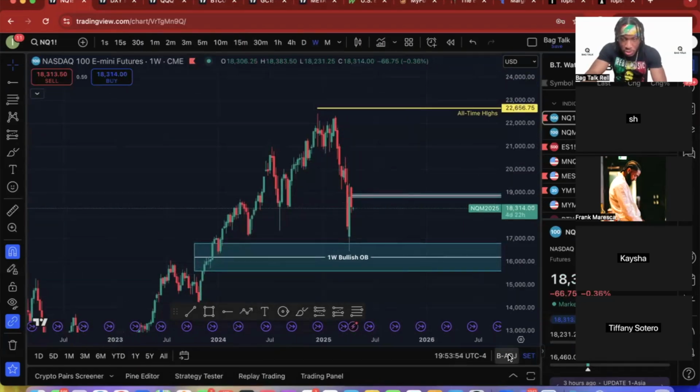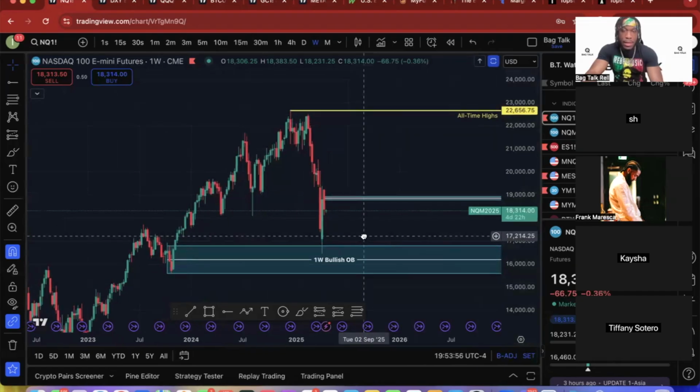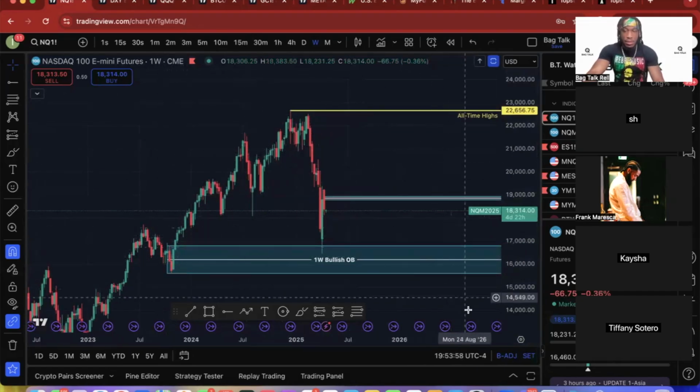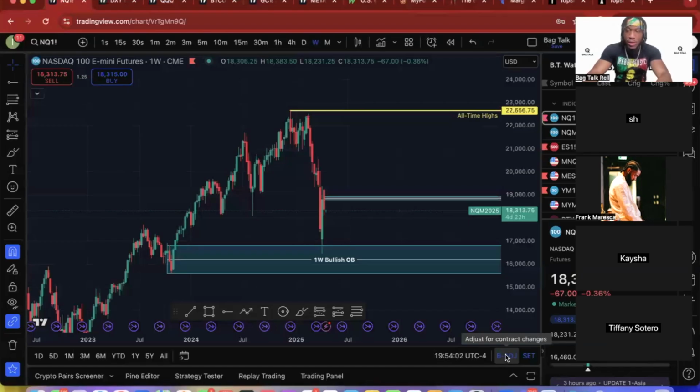That is this. My fault. Hold on. B-adjust is supposed to be on. My bad. B-adjust, there we go. Okay, that's this picture. B-adjust is on at the bottom right of my screen on TradingView. Make sure it's highlighted blue.